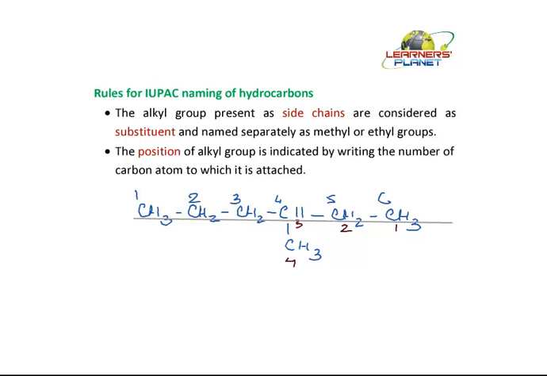So what would be your root word? Just tell me, what would be your root word? It would be hex. So I'll write here root word. It would be hex. We find out the primary suffix. How? By finding out the nature of bonds present between the carbon atoms. So I'll write here primary suffix. Whatever bond is present between the carbon atoms, it's the single bond. So what would be the primary suffix? It would be ane. Now there is a substituent present, which is a methyl group, as this rule says that alkyl groups present as a side chain are considered as a substituent and should be named separately.